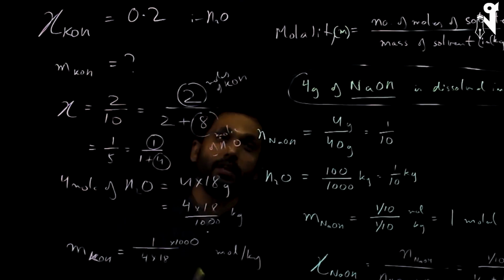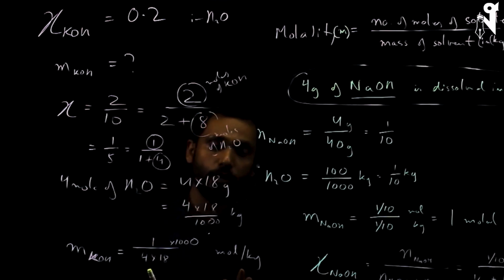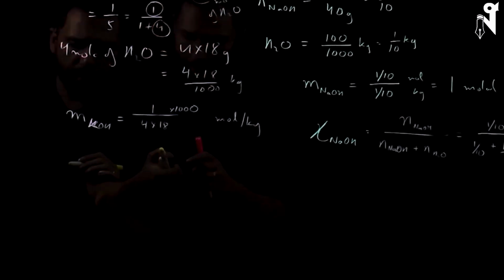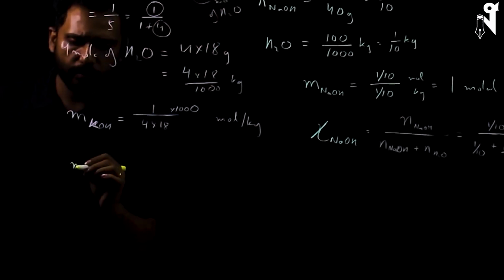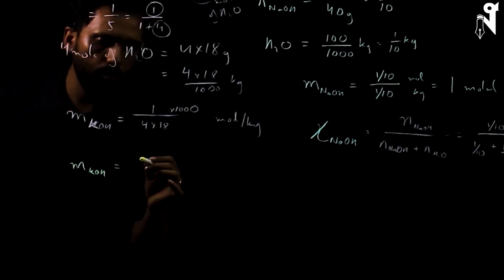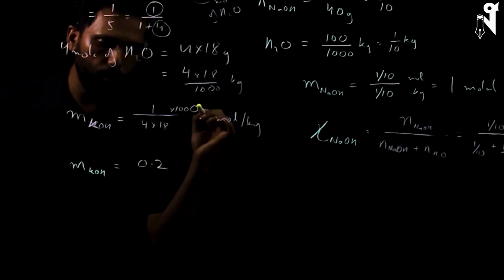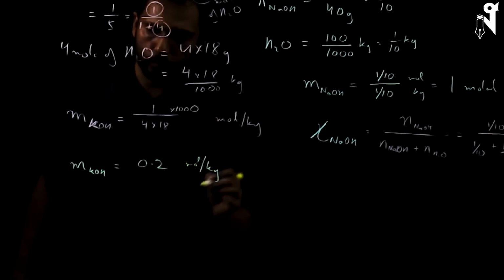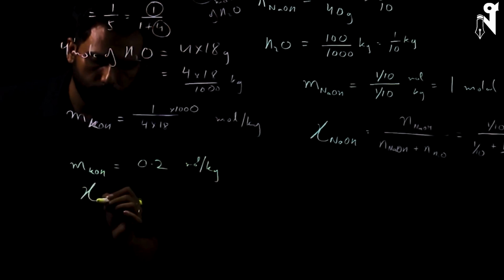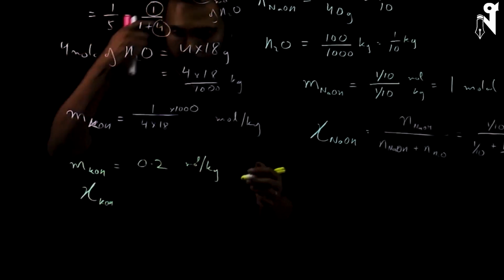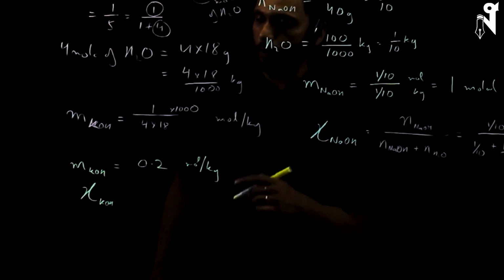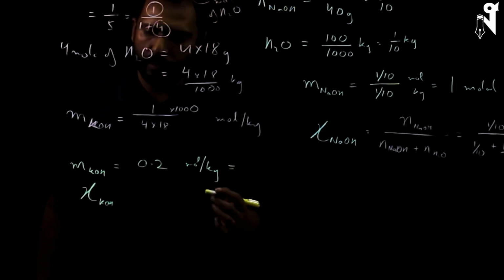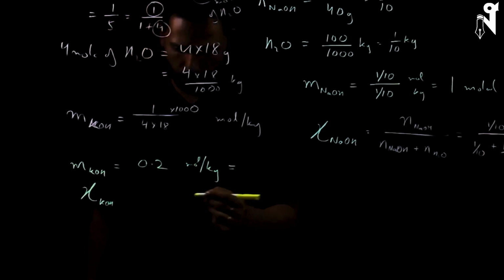So what we see over here is when the mole fraction is given, we could calculate the molality. Similarly, if the molality is given, can we calculate the mole fraction? Do one. Say molality of KOH was equal to 0.2. Find the mole fraction. It's solution in water. So you can do the same trick. I hope you got it.